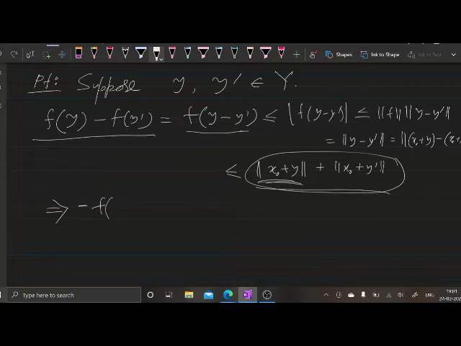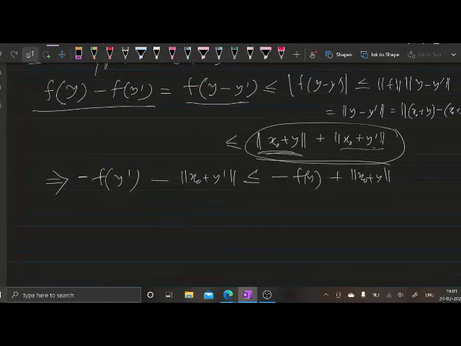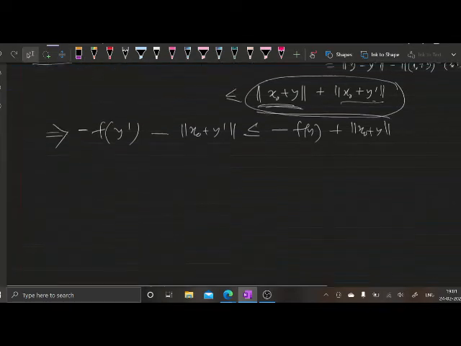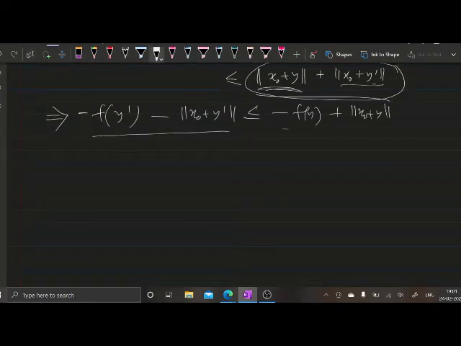Okay, so we shall take minus of fy' minus norm of x naught plus y' less or equal to minus of fy plus this one. Okay, right. So we shall take this to the left side and we shall take this to the right side. So this real number is less or equal to this one.